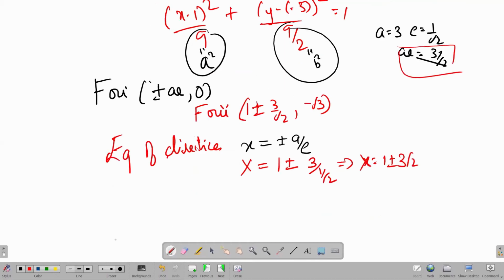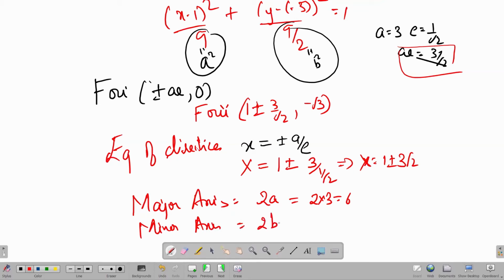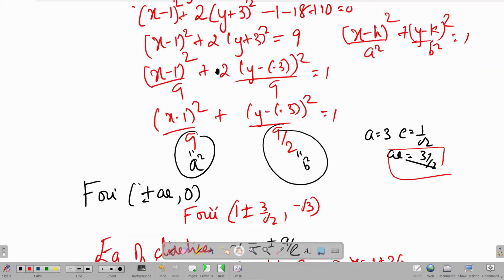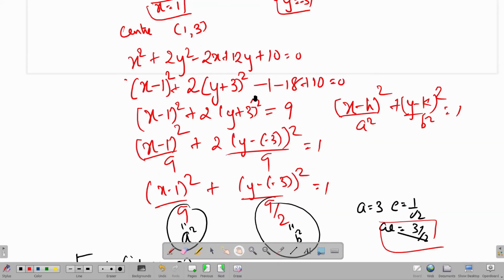If I have to find the length of the major axis, since this is the first type of ellipse where a is greater than b, the major axis length is 2a, so that is 2 into 3, 6. And the length of the minor axis is 2b, so b is here 3 by root 2, so my minor axis is 2 into 3 by root 2, or 3 root 2. So these are my foci, directrices, major axis, minor axis. I have just reduced this into the form x minus h whole square, y minus k whole square.